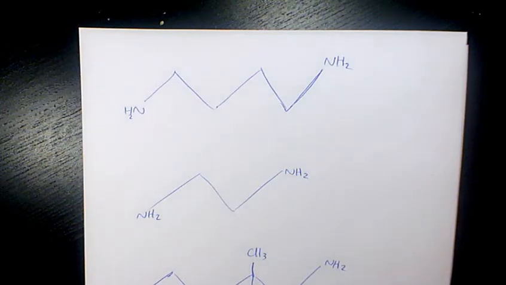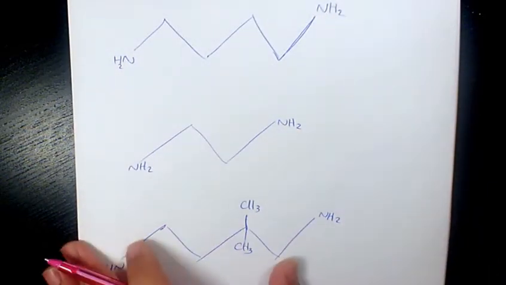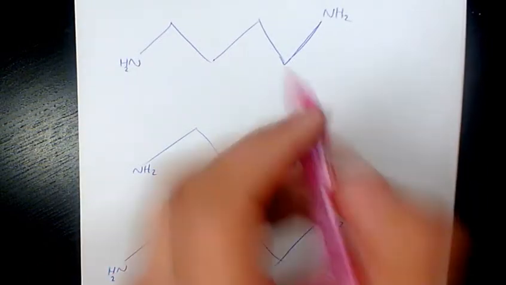Welcome to another video. In this video I want to name 3 different organic compounds. All of them belong to the amine group in organic chemistry, and all 3 of these compounds have 2 amino groups. So let's see how to name these organic compounds.